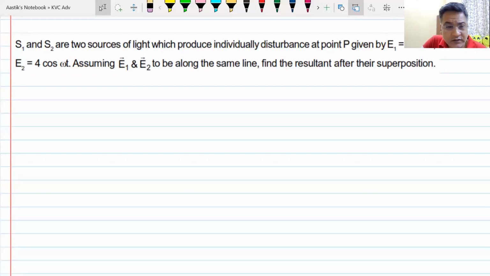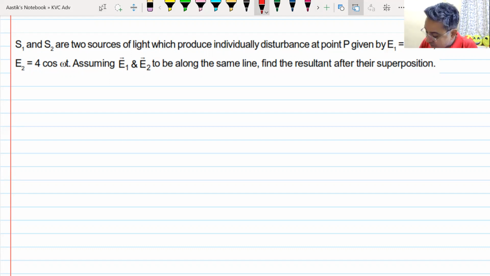To solve this question, E1 is given as 3 sin omega t, E2 is given as 4 cos omega t. I'll give you 2 minutes. Did you get any answer, beta? Yes, sir. What answer? 5 sin (omega t plus 53 degrees).